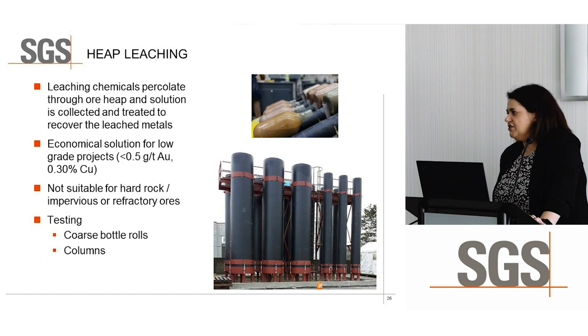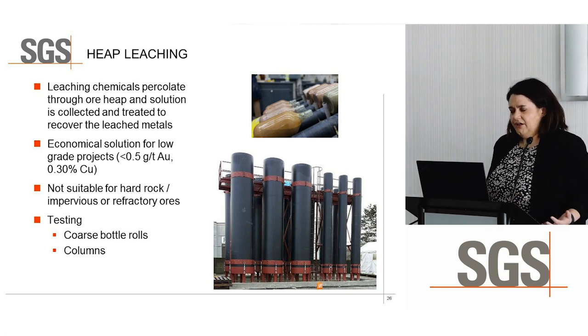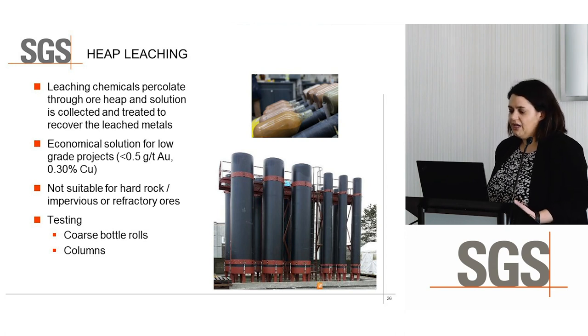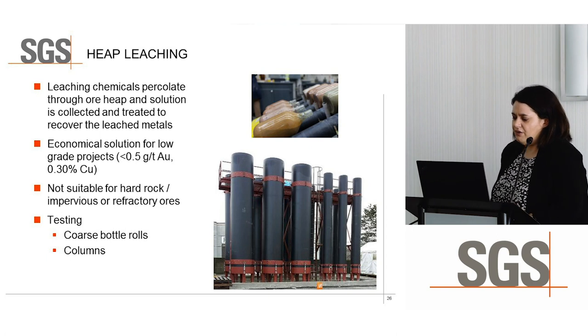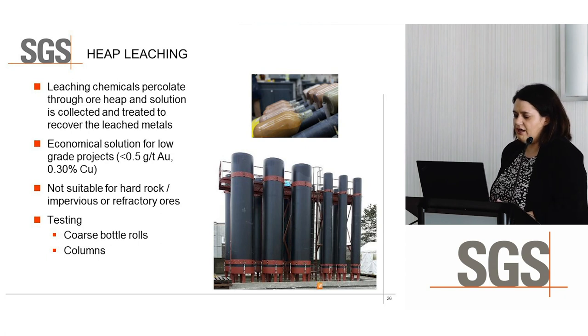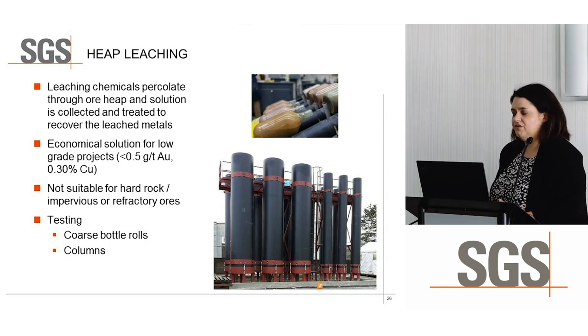The next part is heap leaching. If you can't get it by flotation or magnetic separation or gravity, and you've got a low grade, high volume deposit, you might start looking at heap leaching. Basically, the leaching chemicals percolate through the ore heap, and the solution is collected and treated to recover the leached metals. This could be gold or it could be copper. It's generally well known for gold. For gold projects, you can't really use it on a refractory ore. The testing that you can do is coarse bottle rolls or columns. We can also do this for copper.